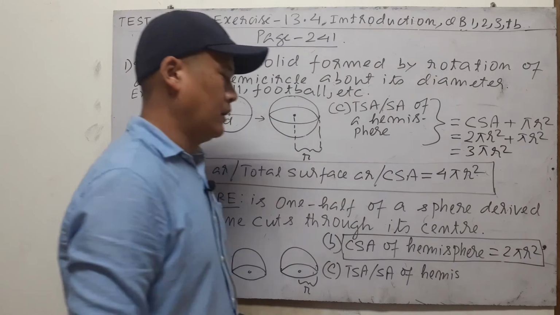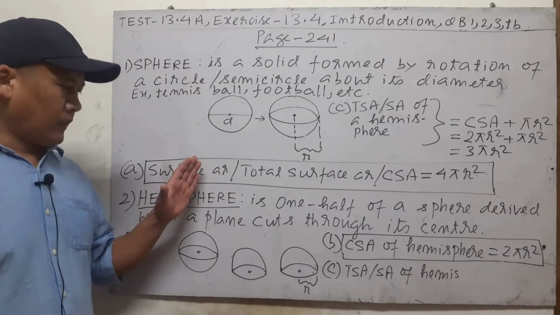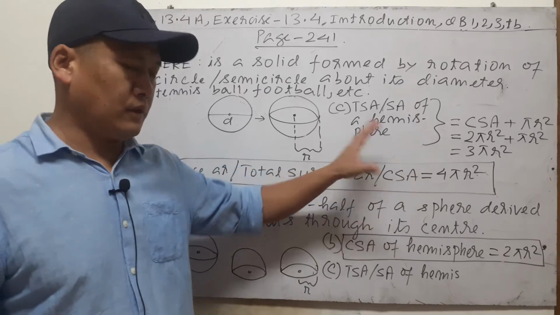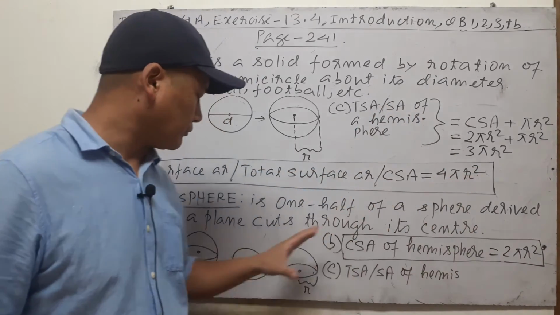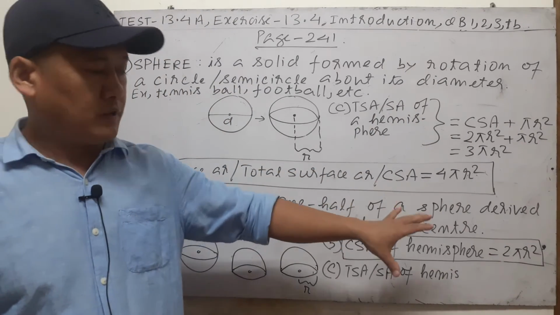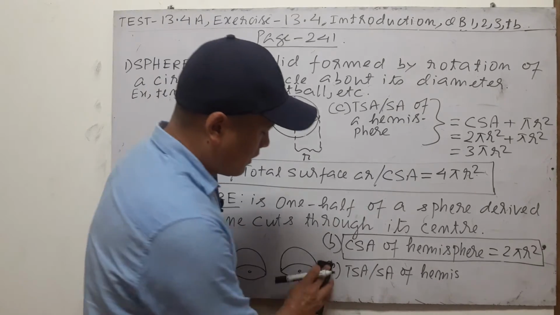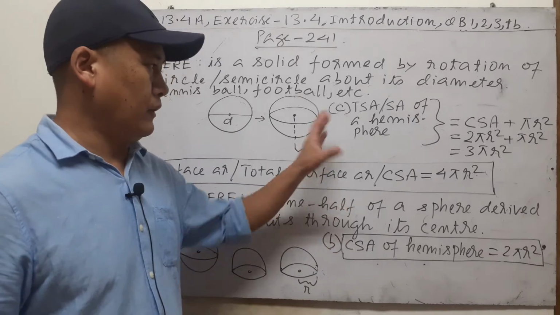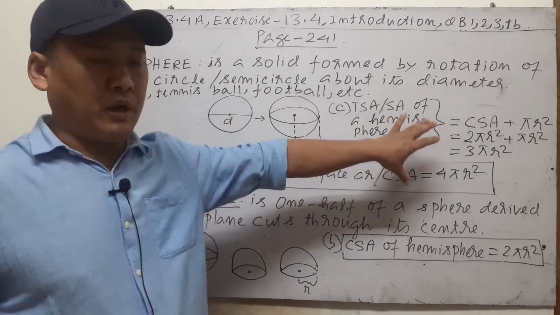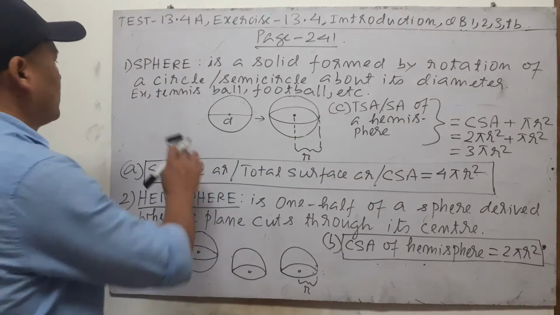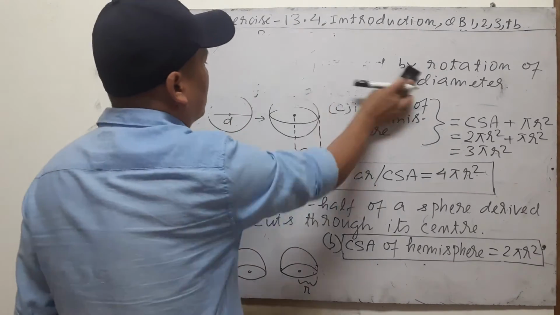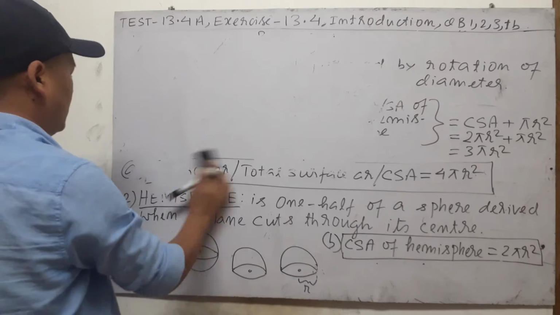So remember, surface area, or total surface area, or curved surface area of a sphere, because everything is curved, is 4 pi r square. Curved surface area of a hemisphere is 2 pi r square, and total surface area of a hemisphere is 3 pi r square. With those three formulas we're going to do the exercise, question B, 1, 2, 3. Okay, so let us continue.